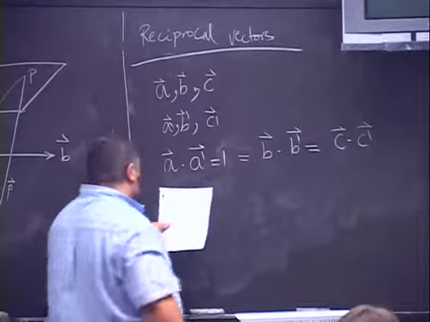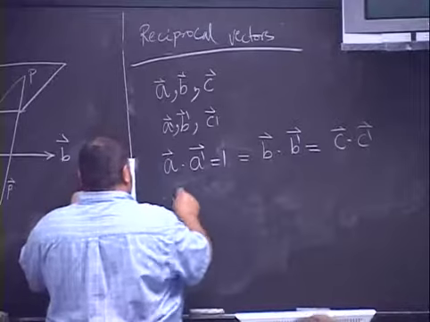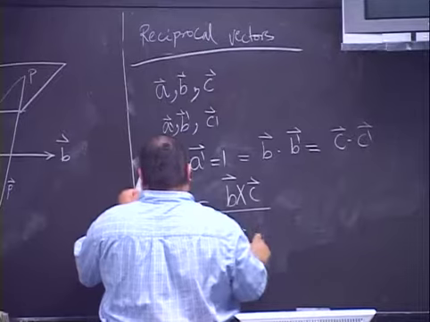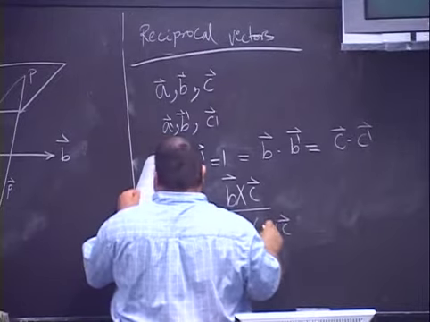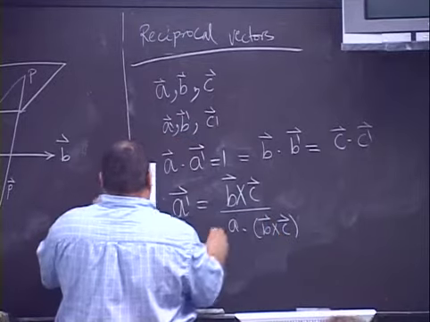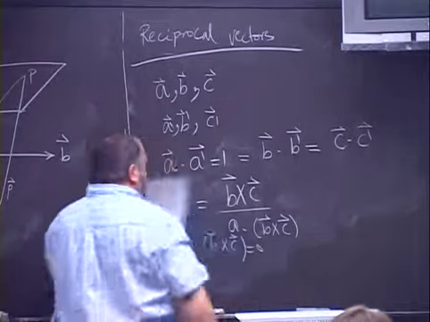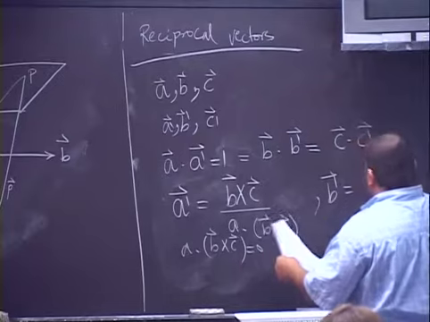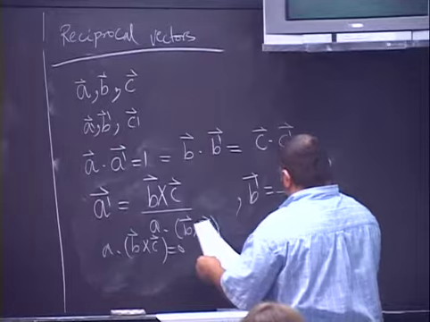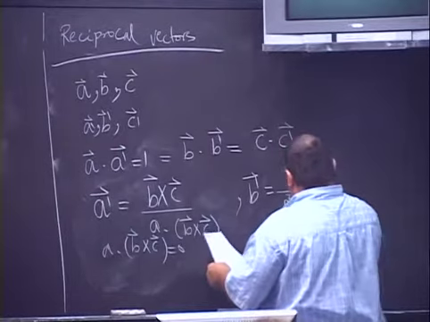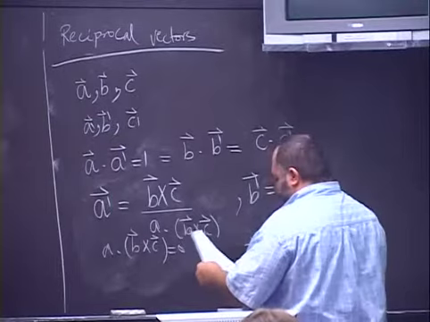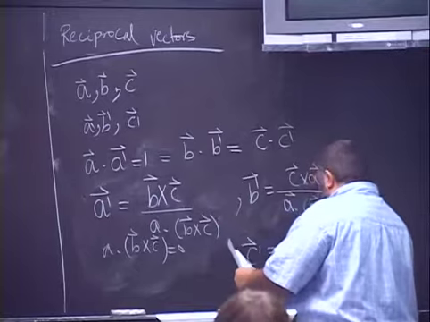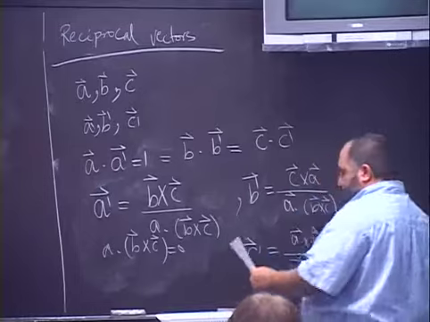It can be shown that the reciprocal vectors are given by A prime is equal to vector B crossed with vector C divided by A dot B crossed with C. And of course, A dot B crossed with C should not be equal to 0, otherwise this will be an indefinite quantity. And B prime is the same, C crossed with A divided by A dot B crossed with C, and vector C prime will be equal to A crossed with B divided by A dot B crossed with C.